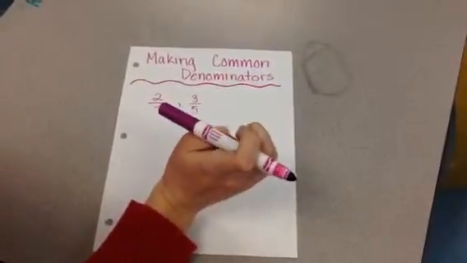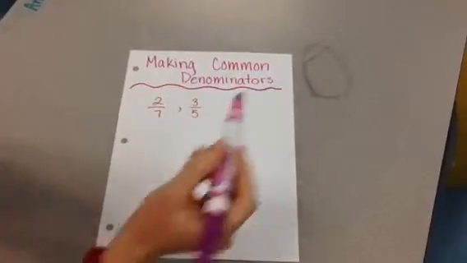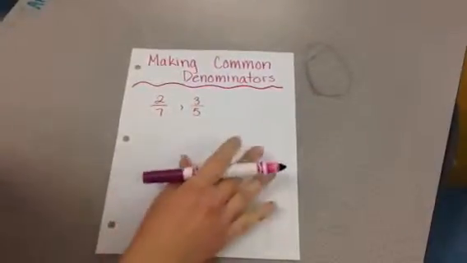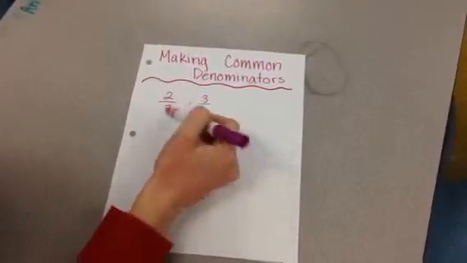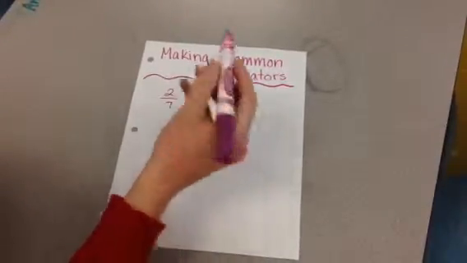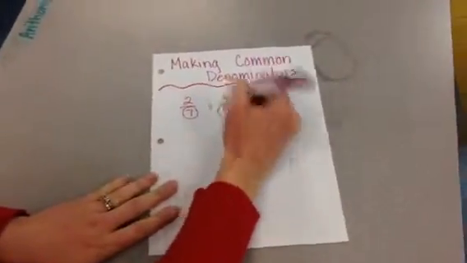Okay, so in math, in the last couple days, we've been working on making common denominators with two different fractions. And so I wanted to send a video that kind of explains how to do this. So what happens is we take two fractions, and right now they have two different denominators. One has a denominator of 7, one has a denominator of 5.